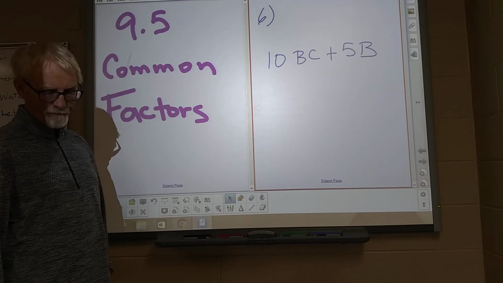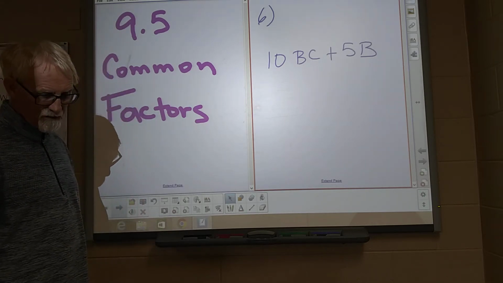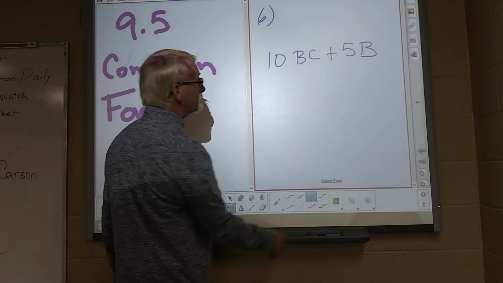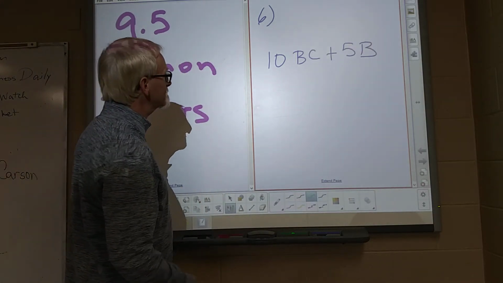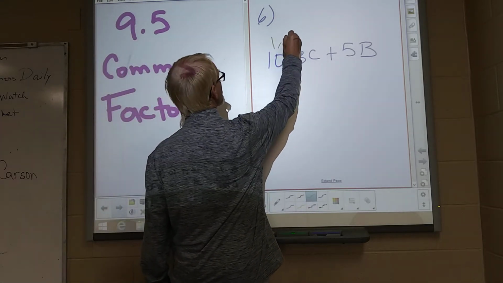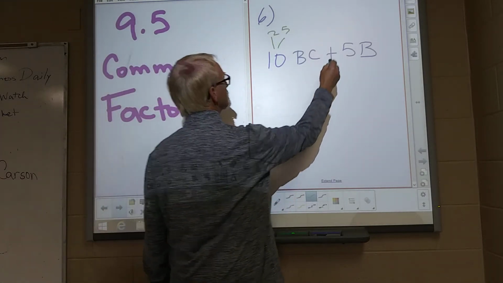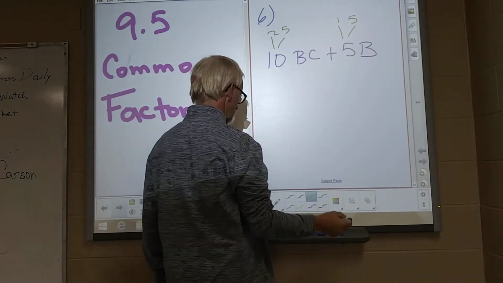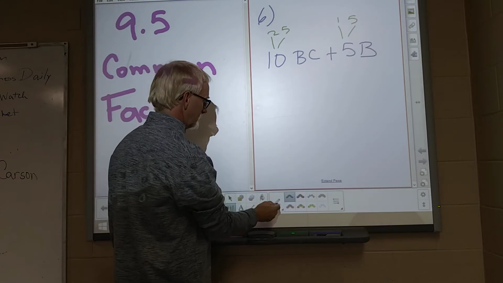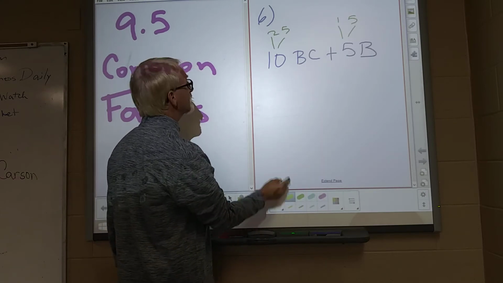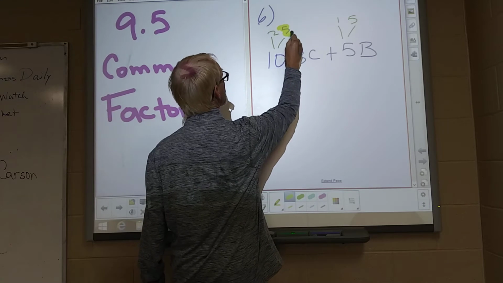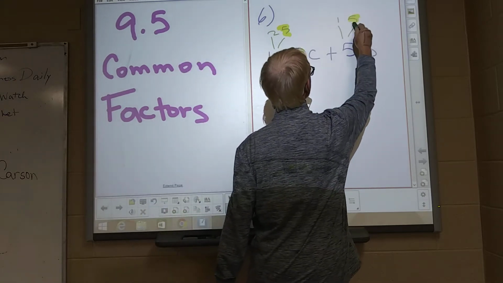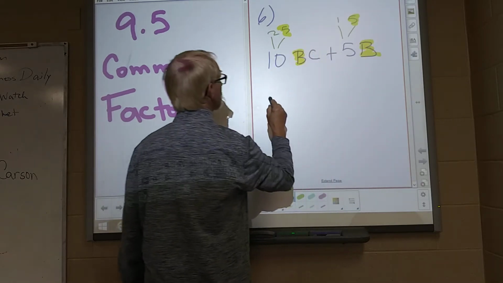If we have the term on page 450, it says 10bc plus 5b. So you have to kind of know your multiplication tables and your factors. 10 is 2 times 5, right? 2 times 5. And here you have 1 times 5. And you have a b. So your common factors here are this 5 and this b, right? There's a 5 and a b. You bring that out.